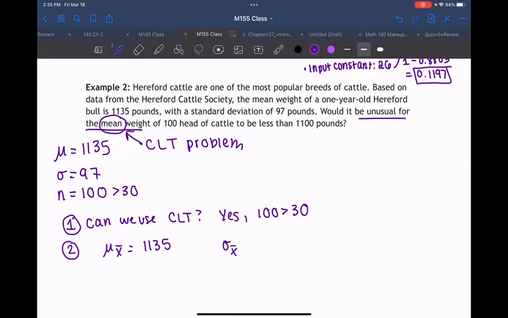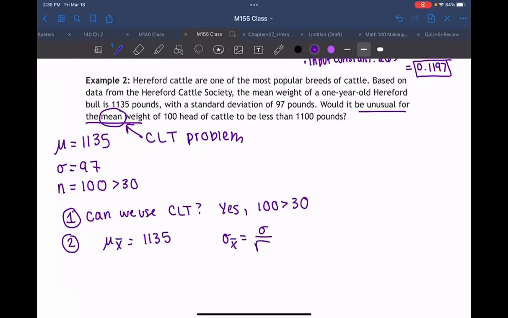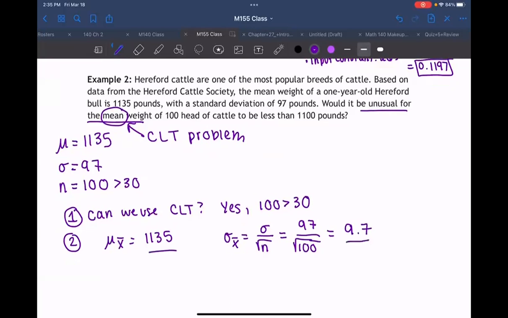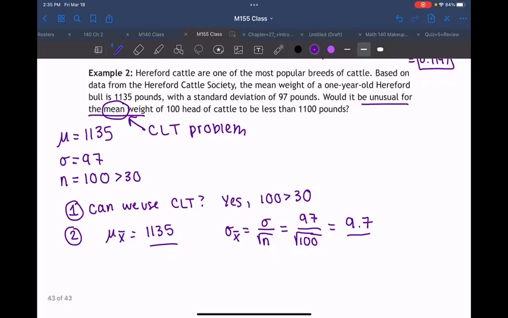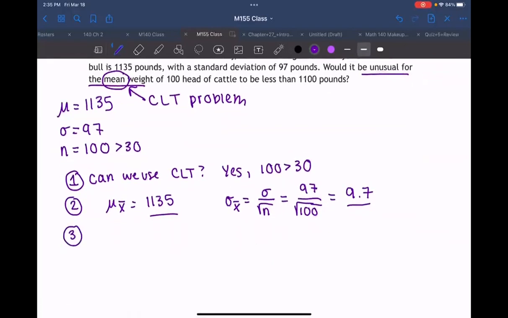And our new standard deviation is found using that formula again. So sigma over the square root of n. Okay, cool. Sigma is 97, n is 100. So when you type this in, you should probably get 9.7 on your calculator. So we found our new mean, our new standard deviation. These two are the numbers we're typing in the Minitab as our mean and standard deviation. Okay. So let's go to our third step here.